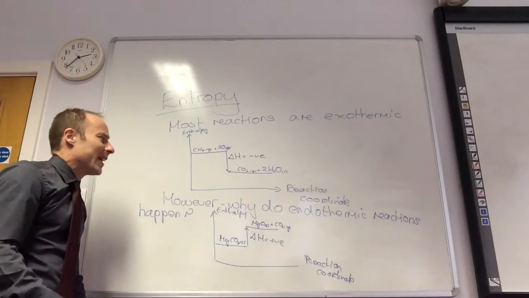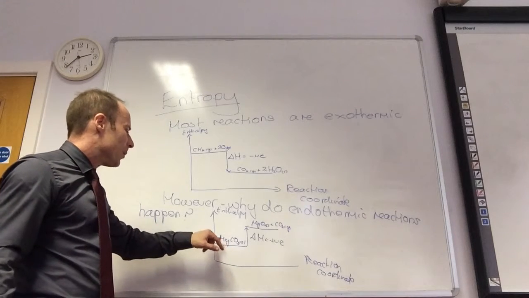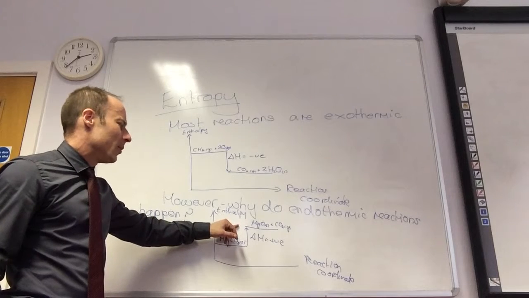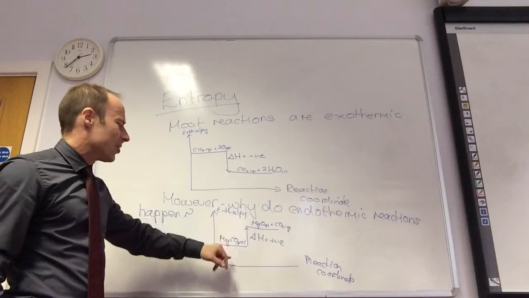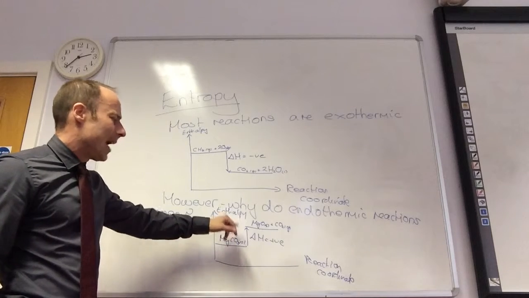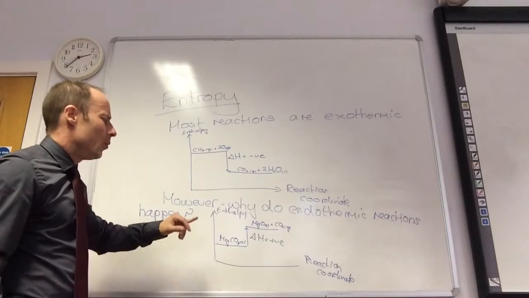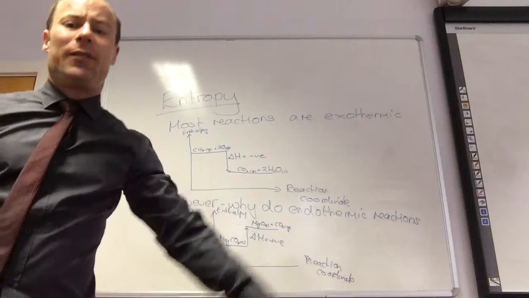Typical endothermic reaction, but this is suggesting to me that my bonds in magnesium carbonate are stronger than my bonds in magnesium oxide and carbon dioxide gas. But this is a reaction that will happen. That one we're happy with, but why on earth does that happen?